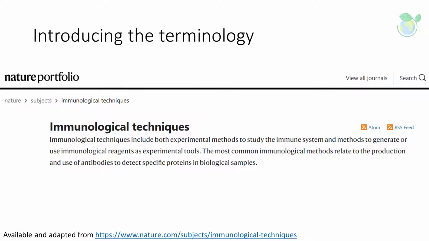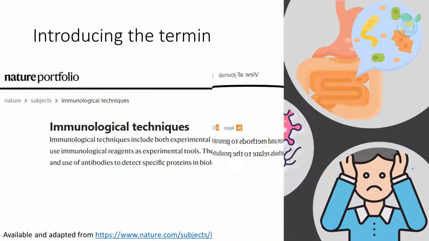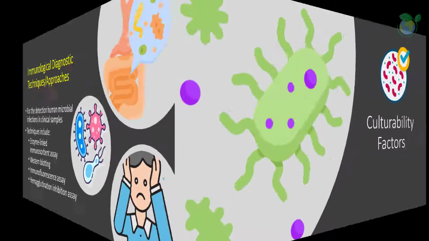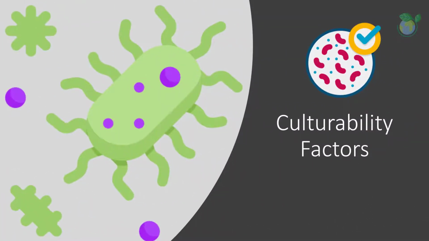Within the study of microbiology, the most common immunological methods relate to the production and use of antibodies to detect specific proteins in biological samples. Currently under the immunological diagnostic techniques or approaches we have the following. First, we have enzyme-linked immunosorbent assays, Western detection, the immunofluorescence assay and the hemagglutination inhibition assay when dealing with human clinical samples. Let us quickly review the culturability factors and concerns.